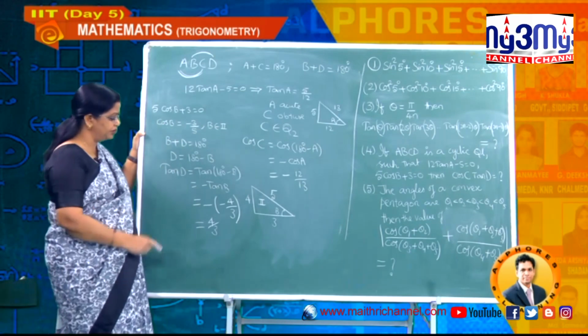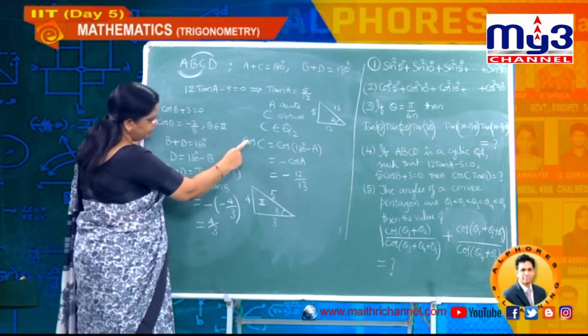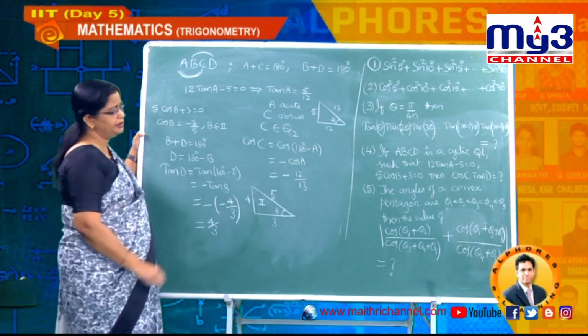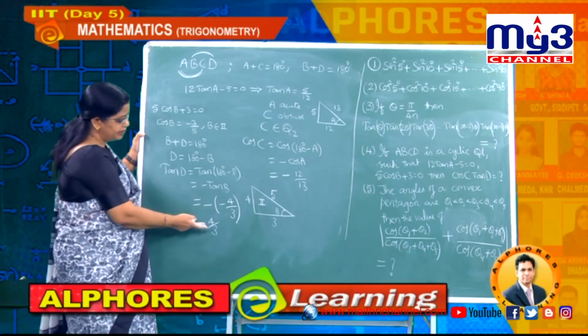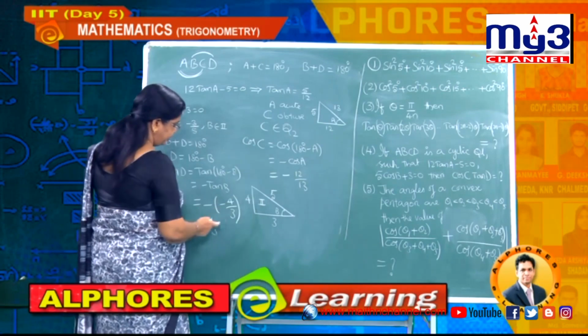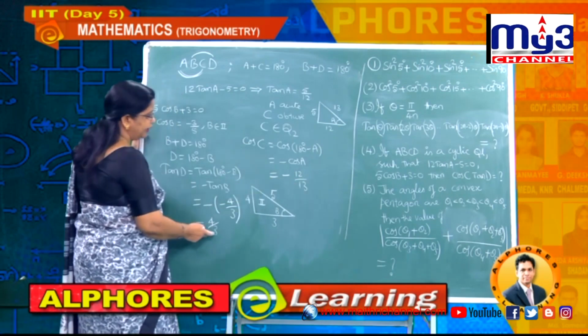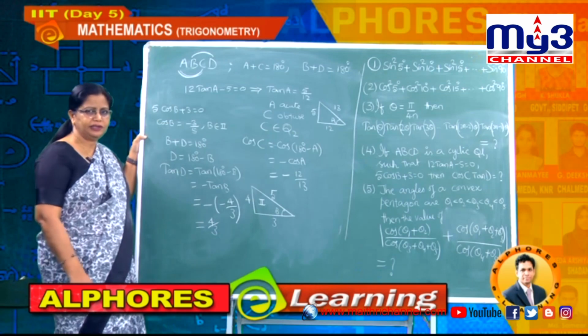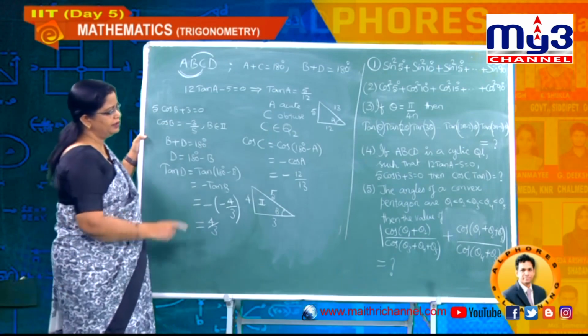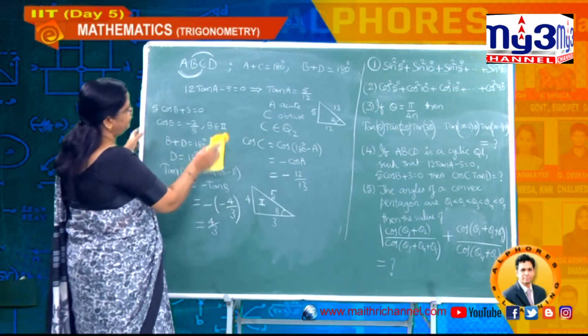Dear students, observe here, tan D you got positive because already B is obtuse, hence D you got acute. Now you got cos C value and you got tan D value, substitute there, cos C into tan D equal to how much? This is minus this value into 48 by 39 and hence 3 get cancelled there, so you can get the answer.